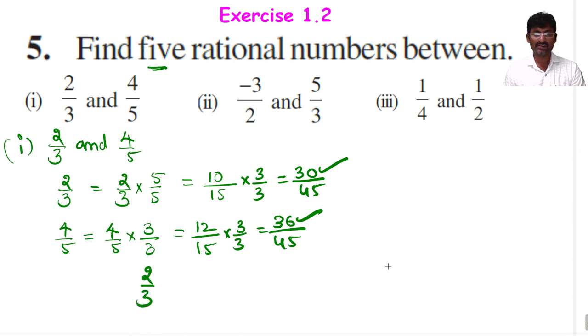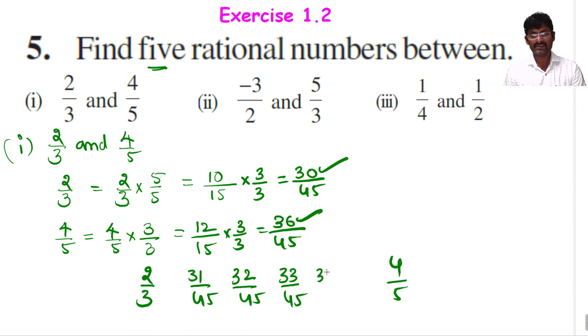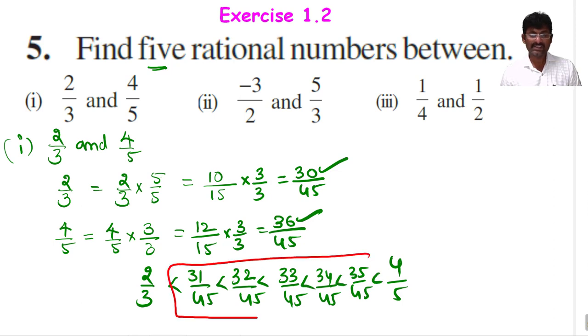2 by 3 here we have, 4 by 5 here we have. That means 2 by 3 means 30 by 45. So next is 31 by 45. Next 32 by 45. Next 33 by 45. Next 34 by 45. Next 35 by 45. These are the numbers between 2 by 3 and 4 by 5. Put less than symbol in each case like this. So these are the 5 rational numbers between 2 by 3 and 4 by 5. Okay. Now let us go to the second one.